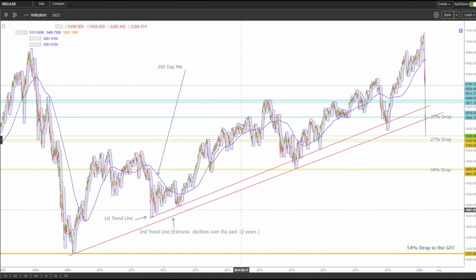Down on this far side here, I've actually drawn the drops that we would have been experiencing. So when we drop down to this level here, that was a 23% drop. We're currently trading a little bit closer to that 27% drop. The next stop is going to be at the 34. As you can see, that's a key level right there. And then finally, all the way down to the 54% drop that we experienced in the GFC.